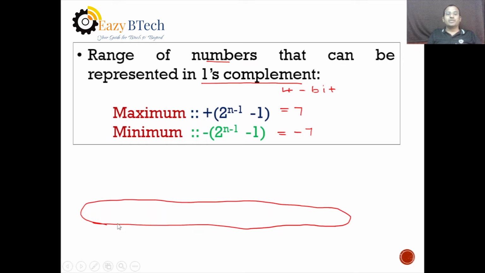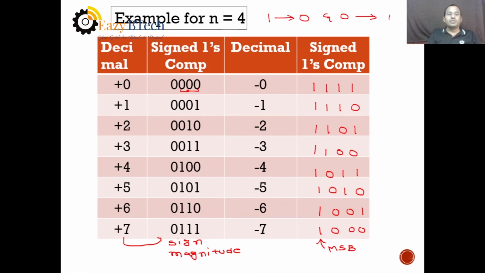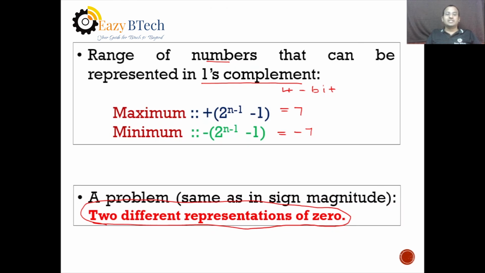So here also we have two different representations for 0. You can observe in the table, plus 0 we have represented with all zeros, whereas minus 0 we have represented with all ones. So this is the drawback of one's complement: two different representations for 0.